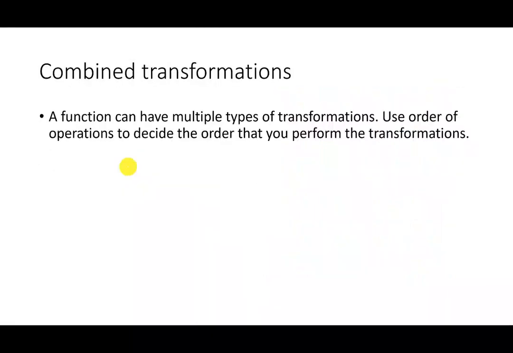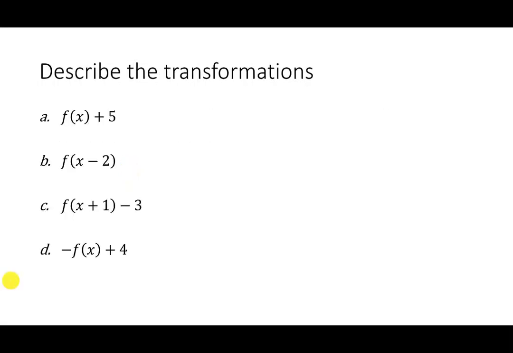So combined transformations means I have a function that has multiple types of transformations. And what you want to do is use your order of operations to decide how you're going to do this, so what you want to do first. So the first one, f of x plus 5, normal, just one transformation, which is up 5. F of x minus 2, only one transformation, which is right 2. Then C is f of x plus 1 minus 3. So two things. It's going to go left 1, and then it'll go down 3.